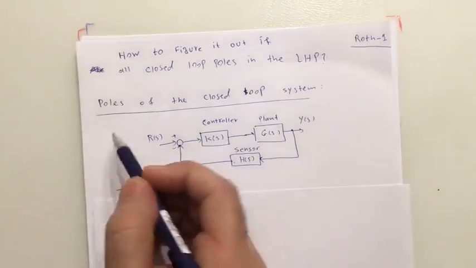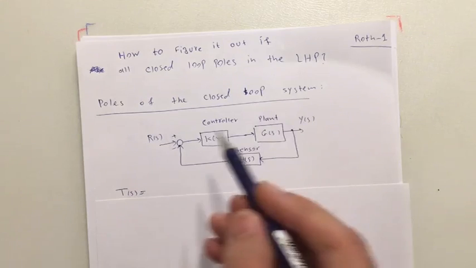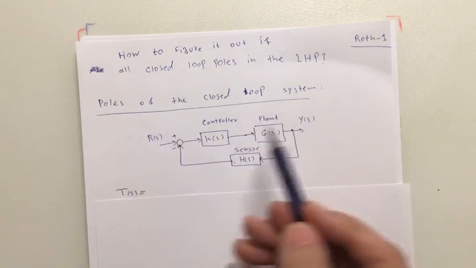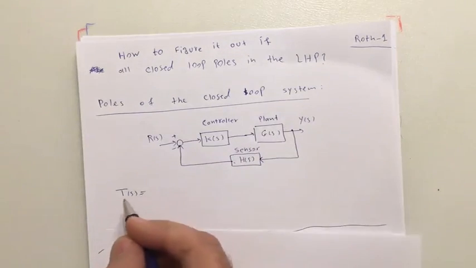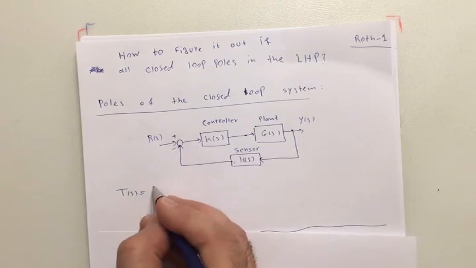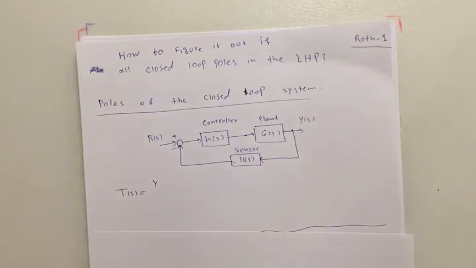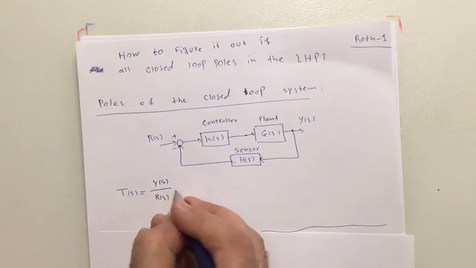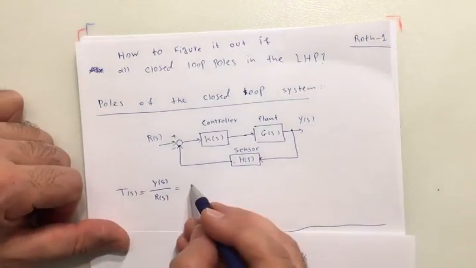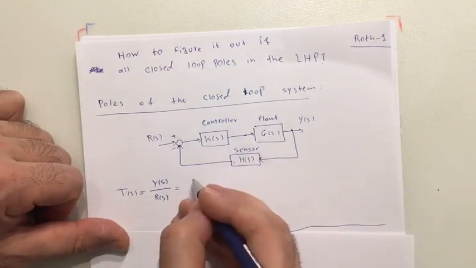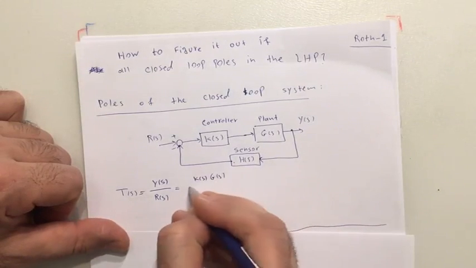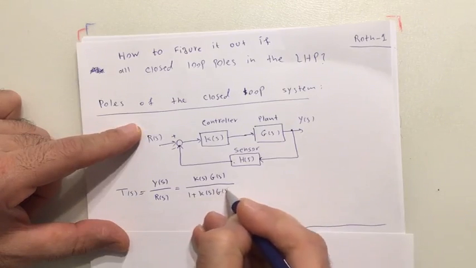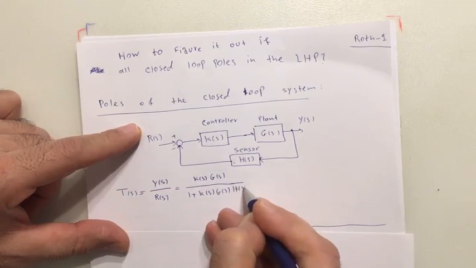When we say the poles of the closed loop system, we mean that we should find the transfer function from reference to output, which we usually call T of s. So T of s is the transfer function from R to Y, which is Y of s over R of s. As you know, this transfer function is the forward path, K of s G of s, divided by 1 plus K of s G of s multiplied by the feedback H of s.